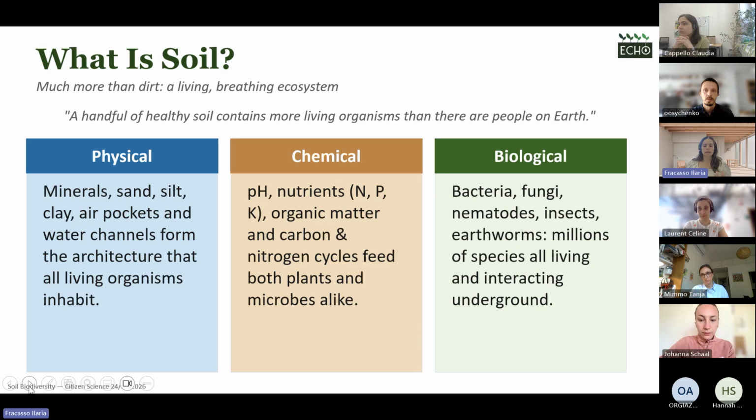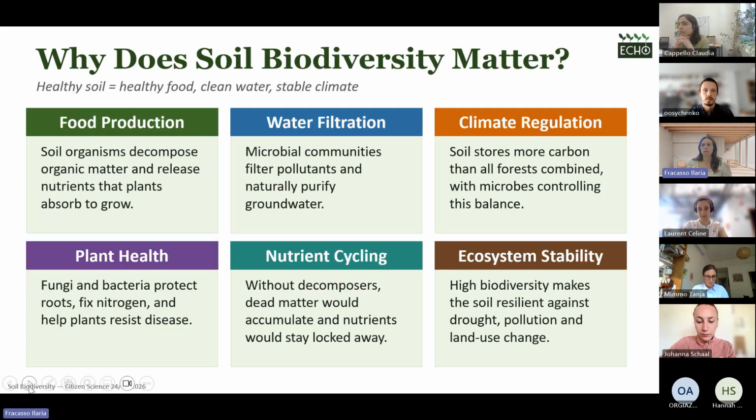And to understand the full picture of soil, we need all these three lenses. But why is biodiversity important? Why does biodiversity matter? Because soil is not just the place in which plants grow, but it's the substrate we use to grow our own food.